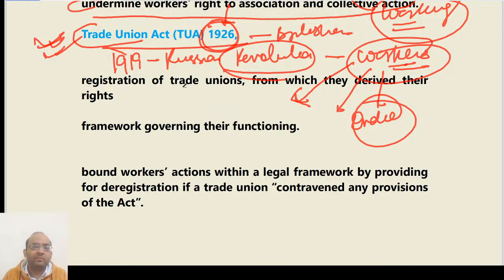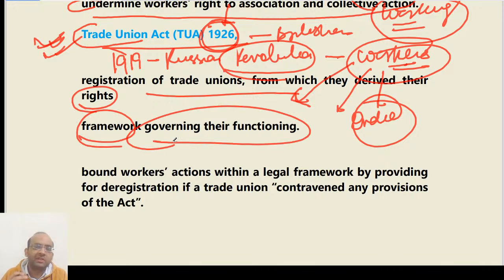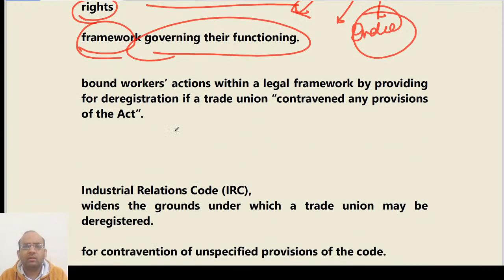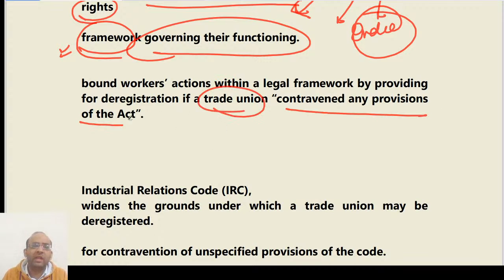Here in this act, it is made mandatory that trade unions be registered with the government, and after registering, they would get certain rights of collective bargaining, protests, strikes, etc. And it provides a framework governing their functioning, like how the election would be held for the officials, how the officials would be appointed, what their salary, rights and powers would be, how membership drives would be undertaken, etc. All are given in this act. Then, if any trade union violates any provision of the act, that trade union may be deregistered.